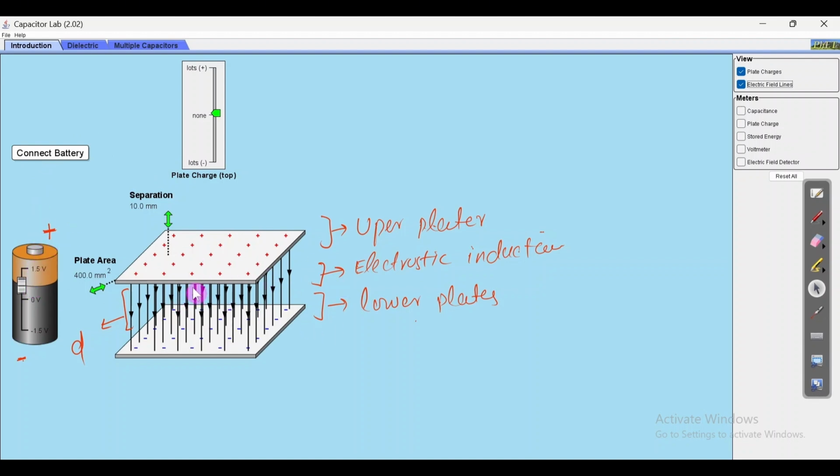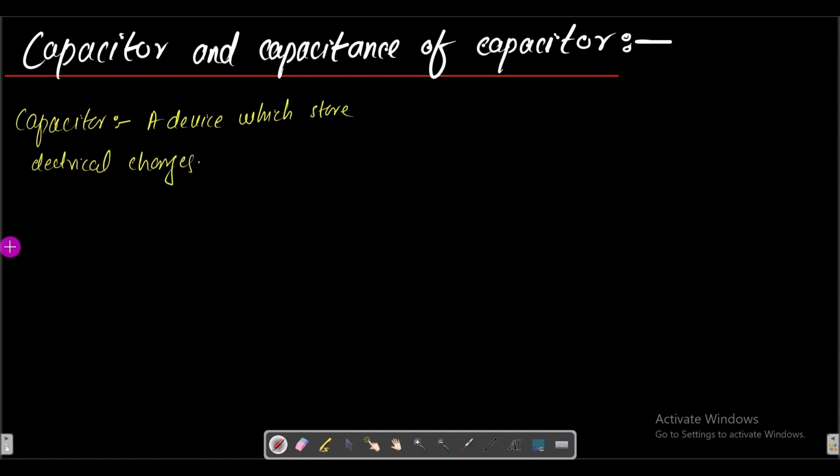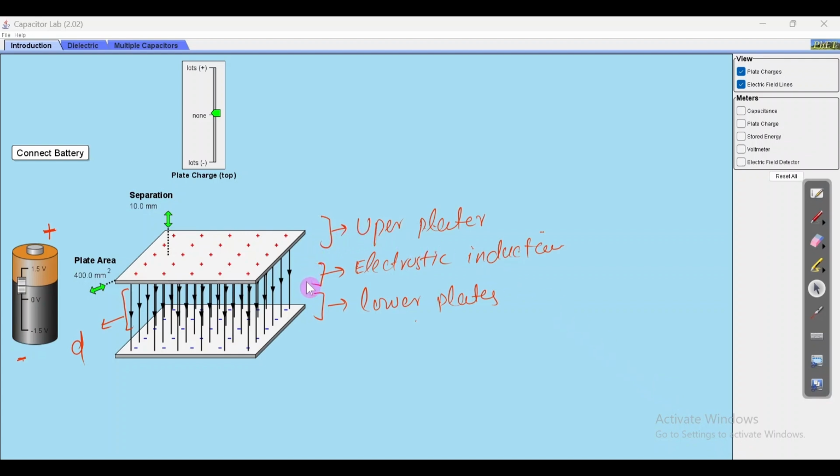So this is all about the capacitor. From this discussion, I can conclude that a capacitor is a device which stores electrical charges. Now we are going toward the capacitance of the capacitor. Capacitance of the capacitor is actually the capability of the capacitor to store charges.